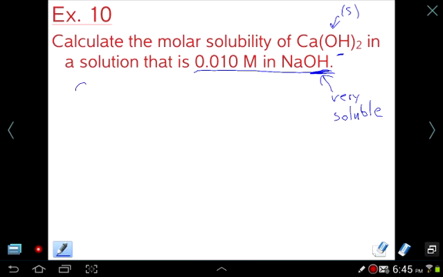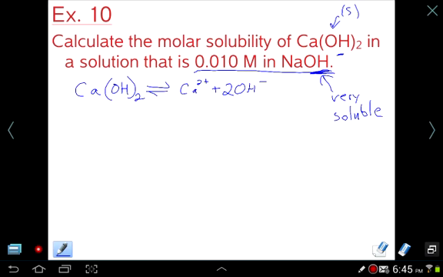Now, we have calcium hydroxide in equilibrium with its two ions, calcium 2 plus and hydroxide minus. Now this is important to be able to balance the equation. So notice we have two hydroxides. This will actually affect our answer. So we have to make sure we balance the equation.